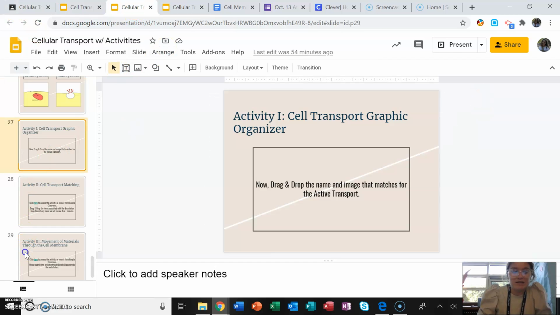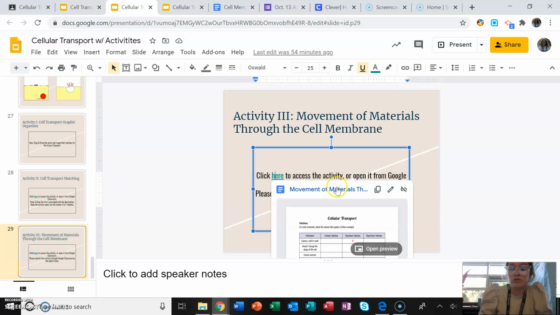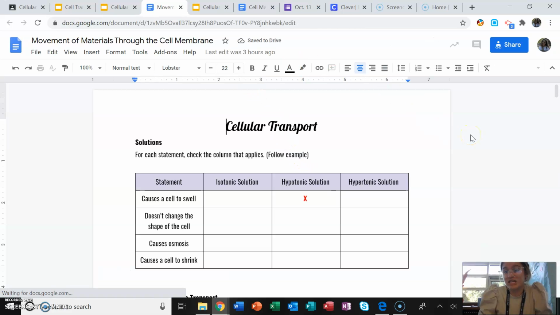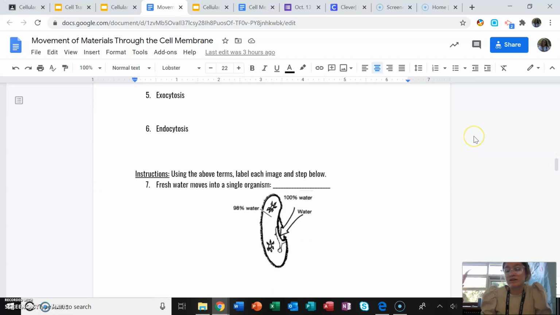And then last but not least, please do not forget your third activity for this lesson, okay? And this is the activity that you are submitting to me through Google Classroom. All right, so I'm going to click here to open it so I can just show you very quickly what it looks like. It seems long, but it's very definition heavy on the first two pages, and then once we get through those definitions, it's strictly images. So we have 11 images that you just need to identify what's going on.